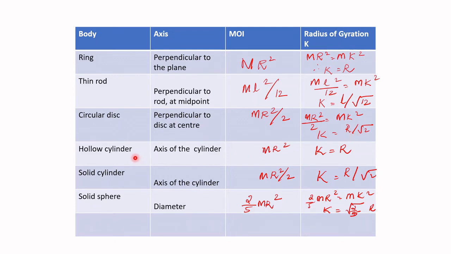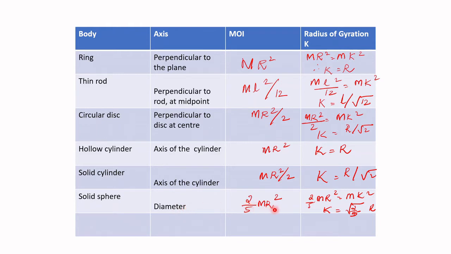A hollow cylinder rotating about the axis of the cylinder has moment of inertia mr square, or k is equal to r. A solid cylinder, on the other hand, if it is rotating about the axis of the cylinder, will have mr square by 2. In the case of a solid sphere, if it is rotating about its diameter, the moment of inertia is 2 by 5 mr square.